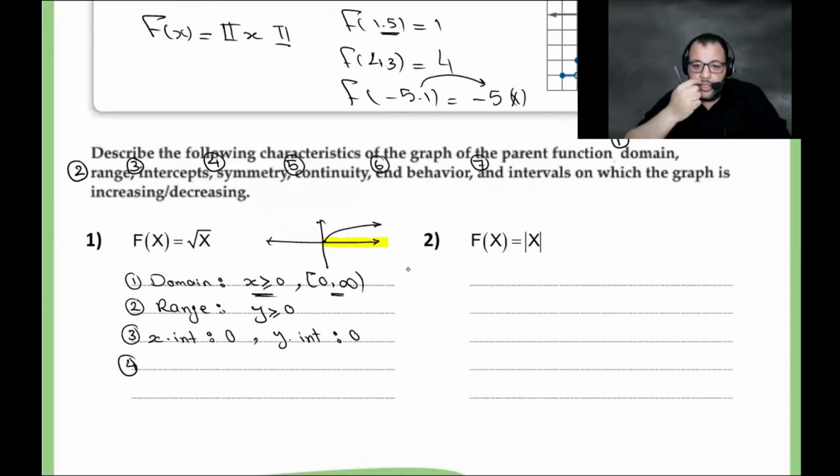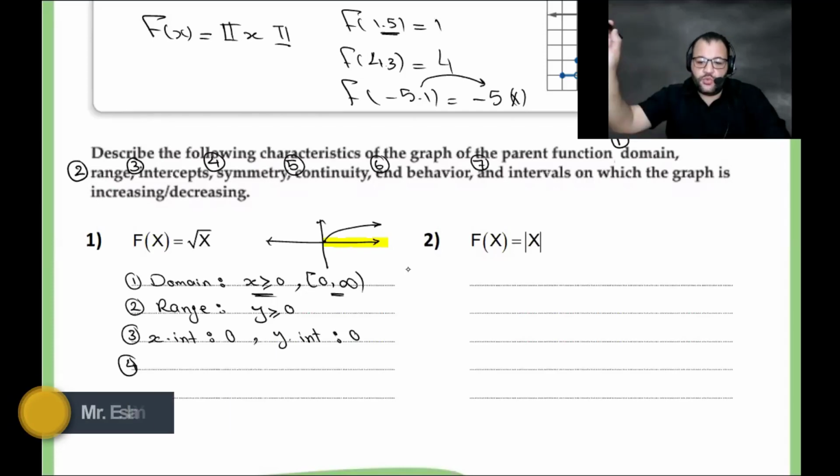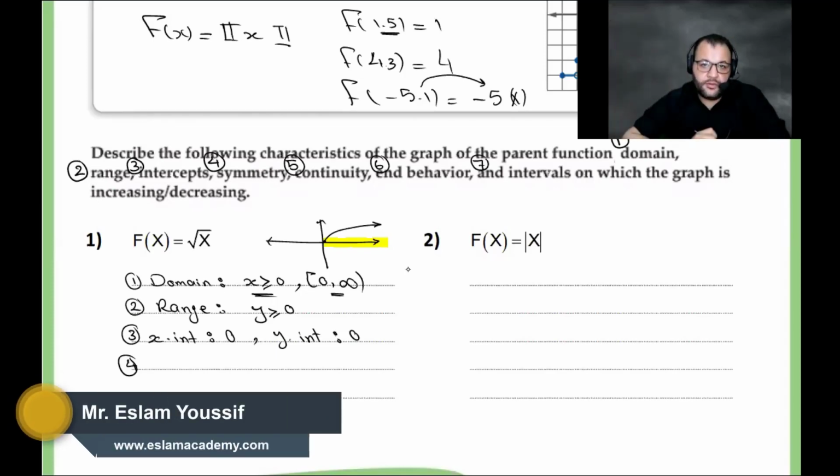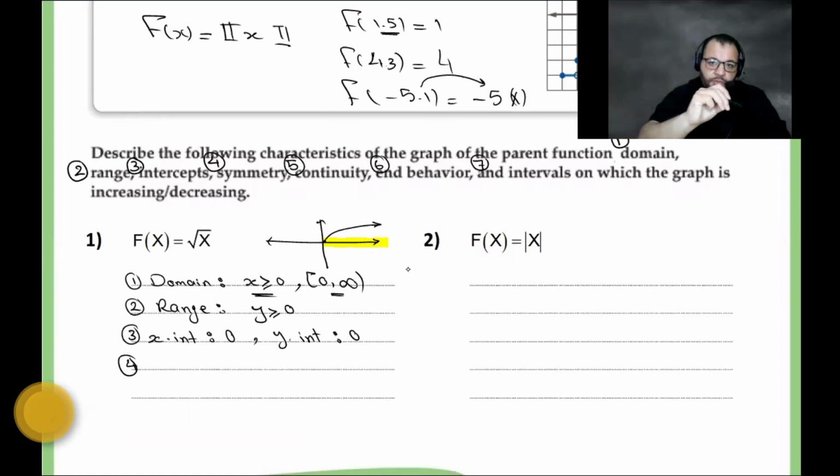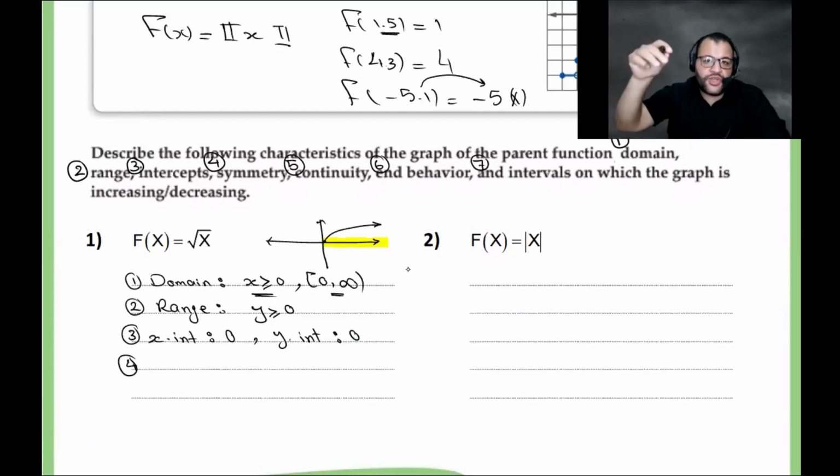What is the meaning of continuity? If you look at the graph, is this function continuous or discontinuous? It's continuous when you don't raise your hand. If you want to graph the function, you put the pen on the paper and graph the function without removing the pen. There are no gaps, there are no holes. So it is a continuous function.